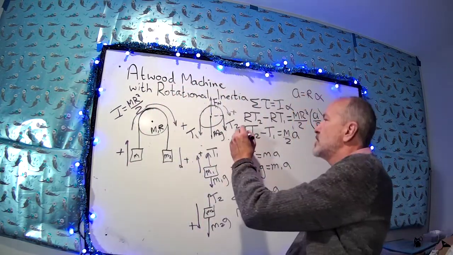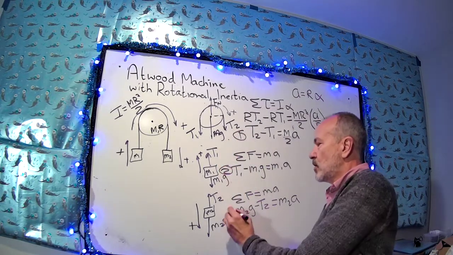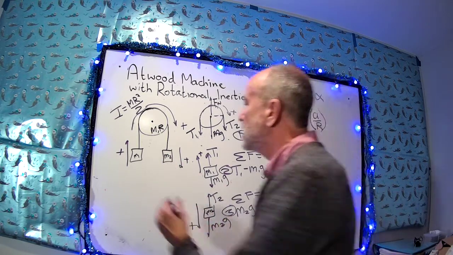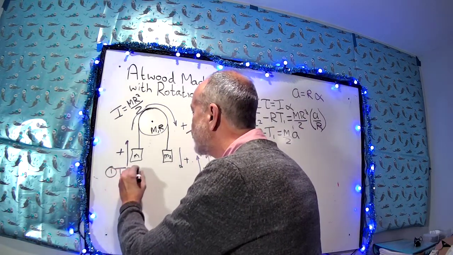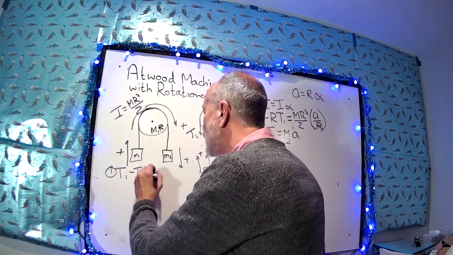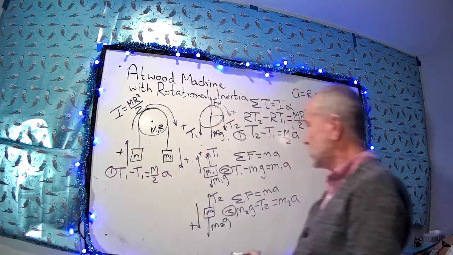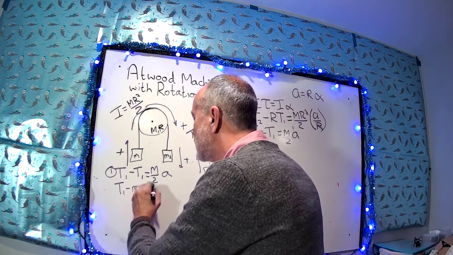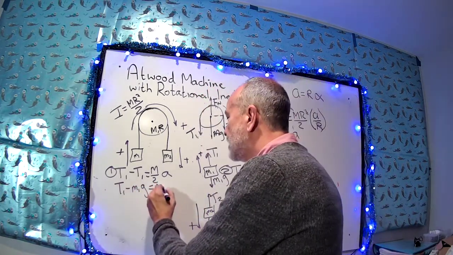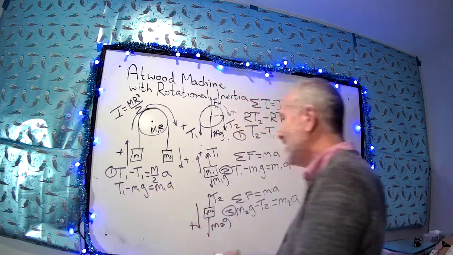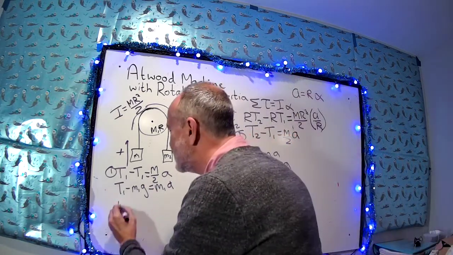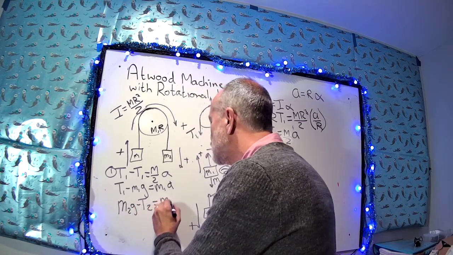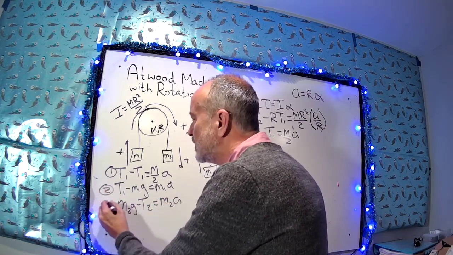I'm going to call this equation 1, equation 2, equation 3, and I'm simply going to take those equations and rewrite them over here. T2 minus T1 equals M over 2 times A. Equation 2, T1 minus M1G equals M1 times A. And then finally, M2G minus T2 equals M2A. That's equation 2, that's equation 3.